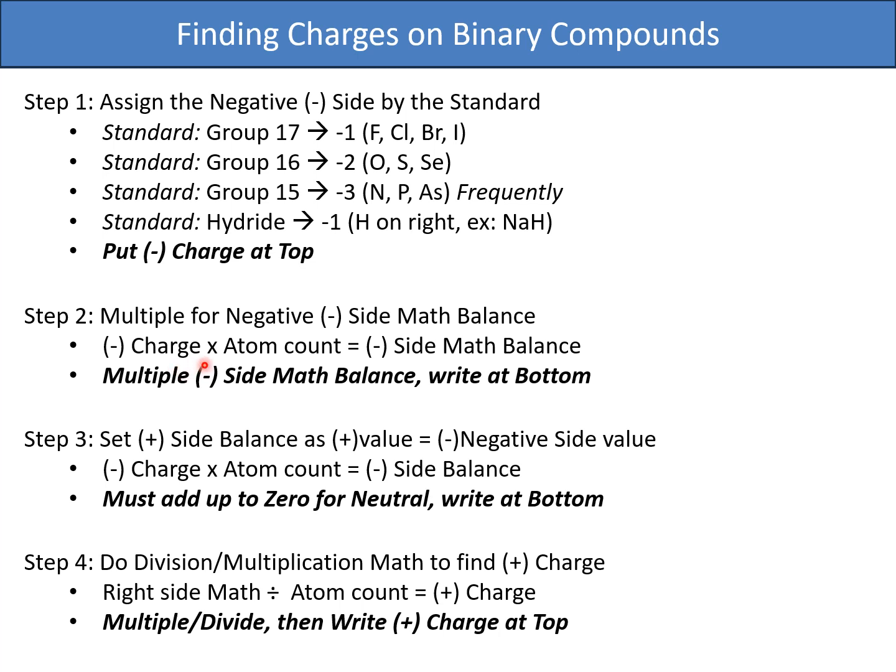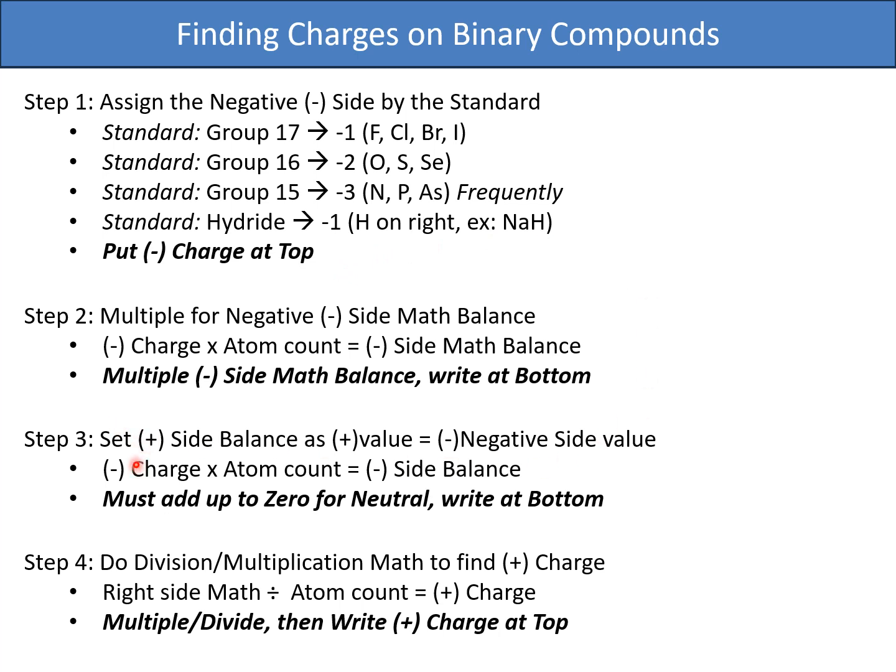So we have the negative charge times the atom count. Whatever the atom count, that gives the negative side math. That is for the math. This is not the exact charge of the element. So we multiply the negative side math balance and write it at the bottom. This is just for convenience where we like to tally the math. So the bottom numbers you're going to see in a minute will be numbers for tallying math. These are not the charges. We typically write the charges at the top of the elements. And in the examples here, that is the convention we'll be using.